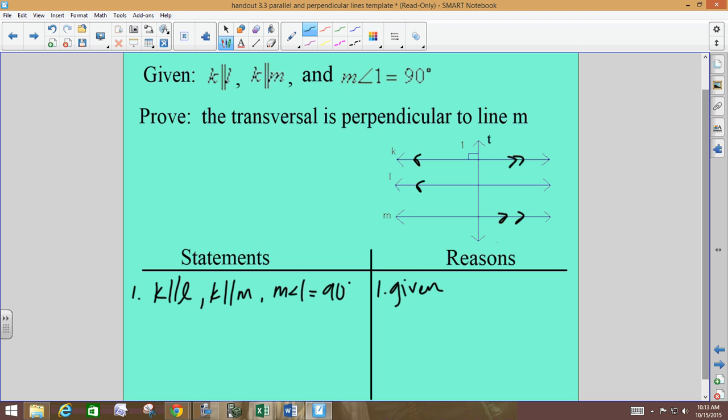We're going to prove that the transversal is perpendicular to line M. Do me a favor, name your transversal T. Cross off what we're trying to prove and write it geometrically with symbols. T perpendicular to M. All right. Any thoughts on how I could get T perpendicular to M?